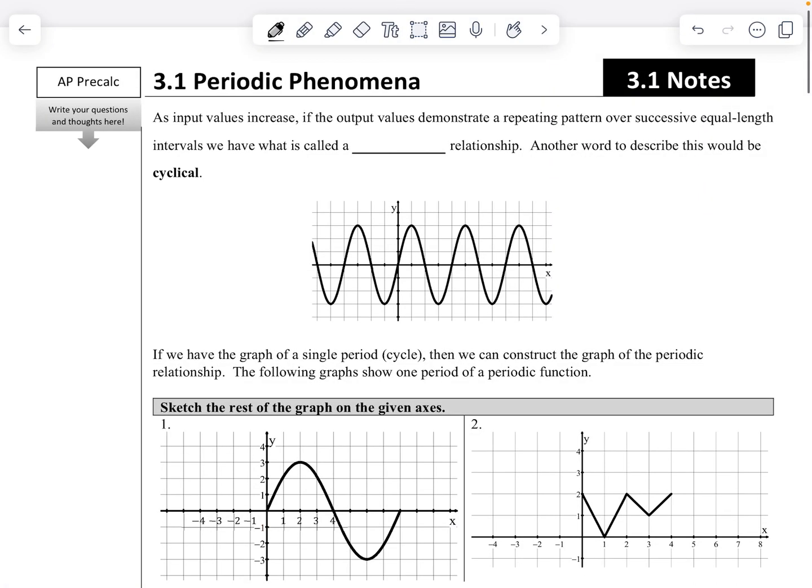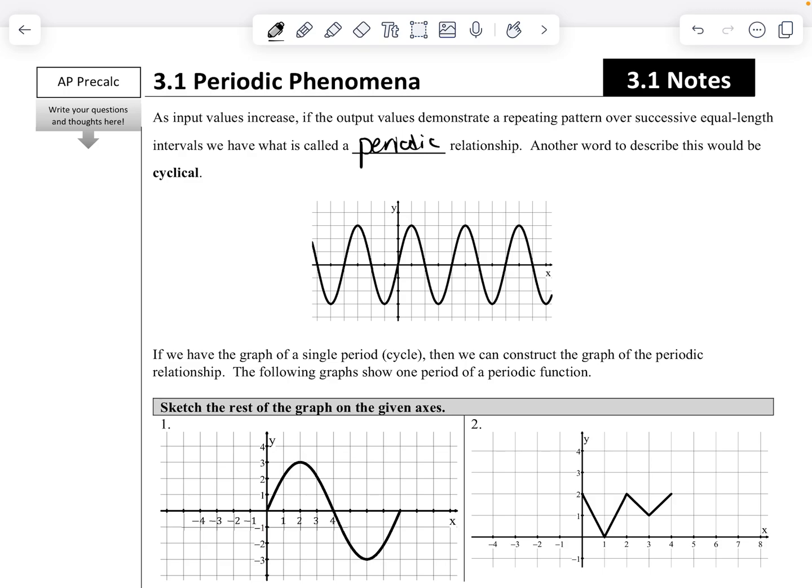Today we're going to take a look at something called a periodic function. Our definition of a periodic function is: as input values increase, if the output value demonstrates a repeated pattern over successive equal length interval cycles, we have what is called a periodic relationship.